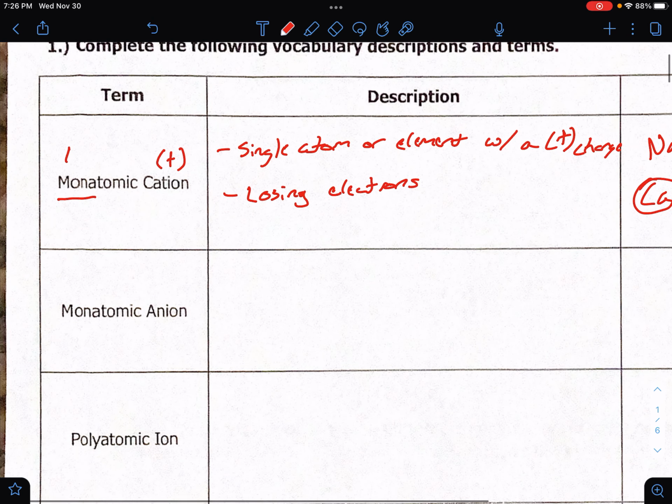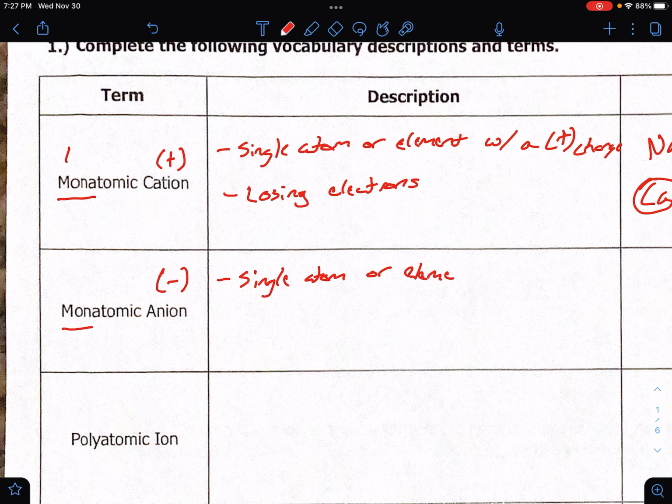Moving on to the next, we have monatomic anion. Again, that is one element, and an anion is negative. The way I remember these is cation has a T in the middle, so it looks like a plus sign, and anion has two N's in it, so it sounds like more of a negative. So this is going to be a single atom or element with a negative charge.